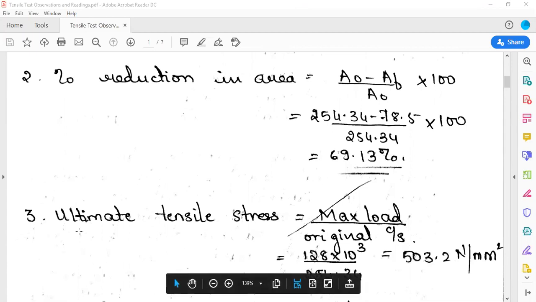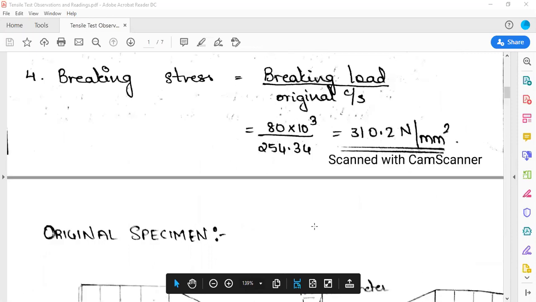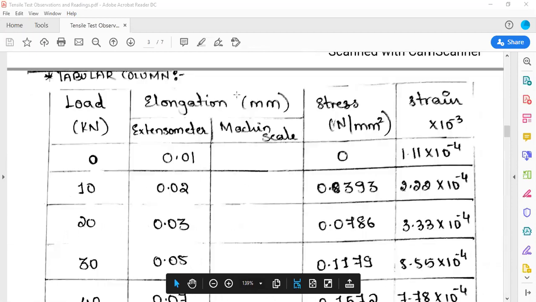After that, ultimate tensile stress. Ultimate, as the name indicates, means maximum. To find out the ultimate tensile stress, the formula we use for stress is load divided by original cross sectional area. Here you are finding ultimate tensile stress, so you have to use the ultimate load taken by the specimen. The formula is maximum load divided by original cross sectional area. Here you have to take the original cross sectional area, don't take the final one, and you need to note down the maximum load from the readings.